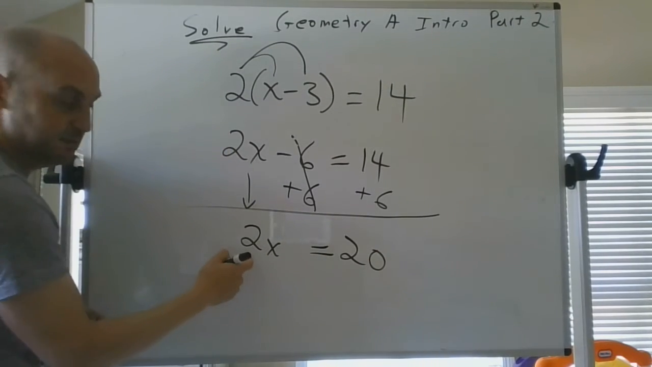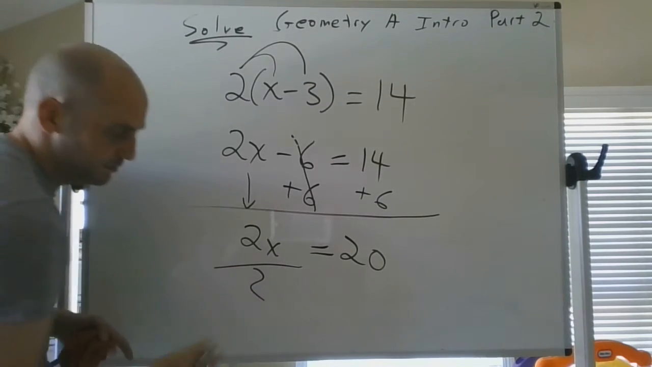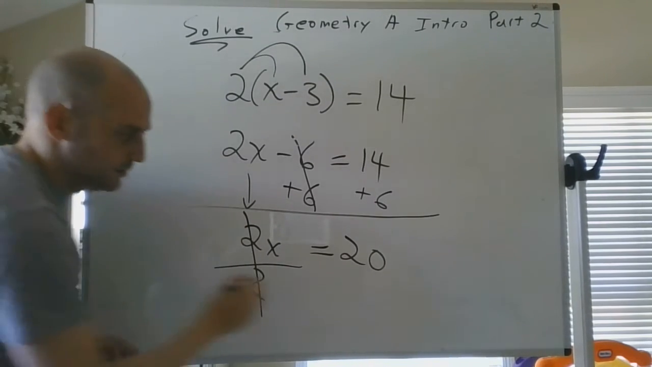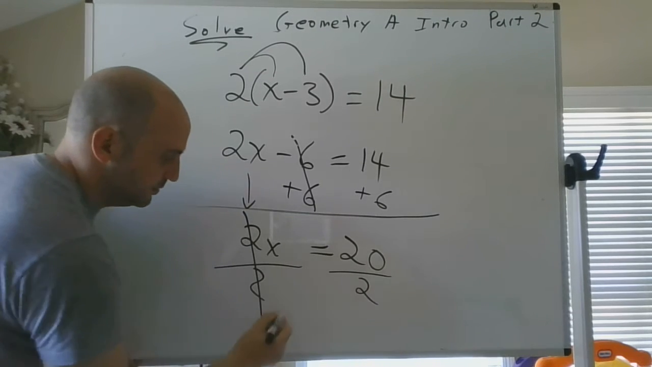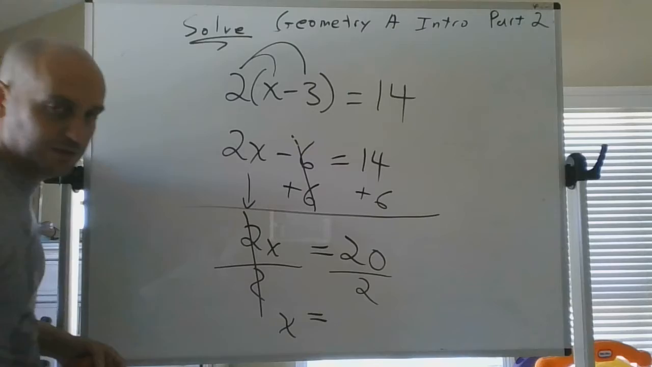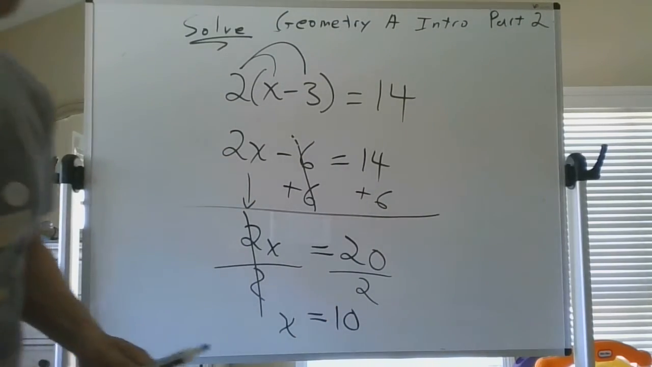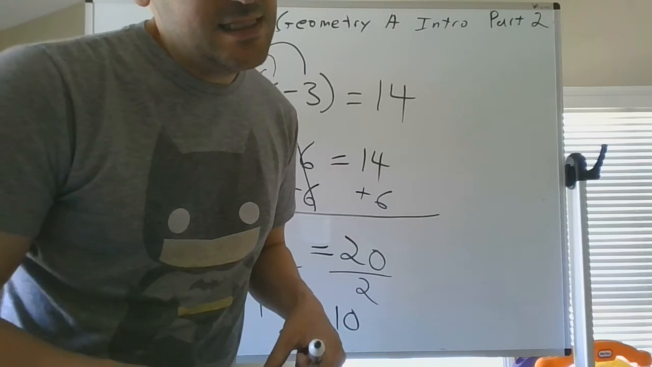Now the last step is going to be the dividing part, right? The opposite of multiplying by 2 is dividing by 2. I'm going to cancel that out. What I do to one side, I do to the other side, divide by 2. I am left with x equals, and then 20 divided by 2 is... perfect. Okay.